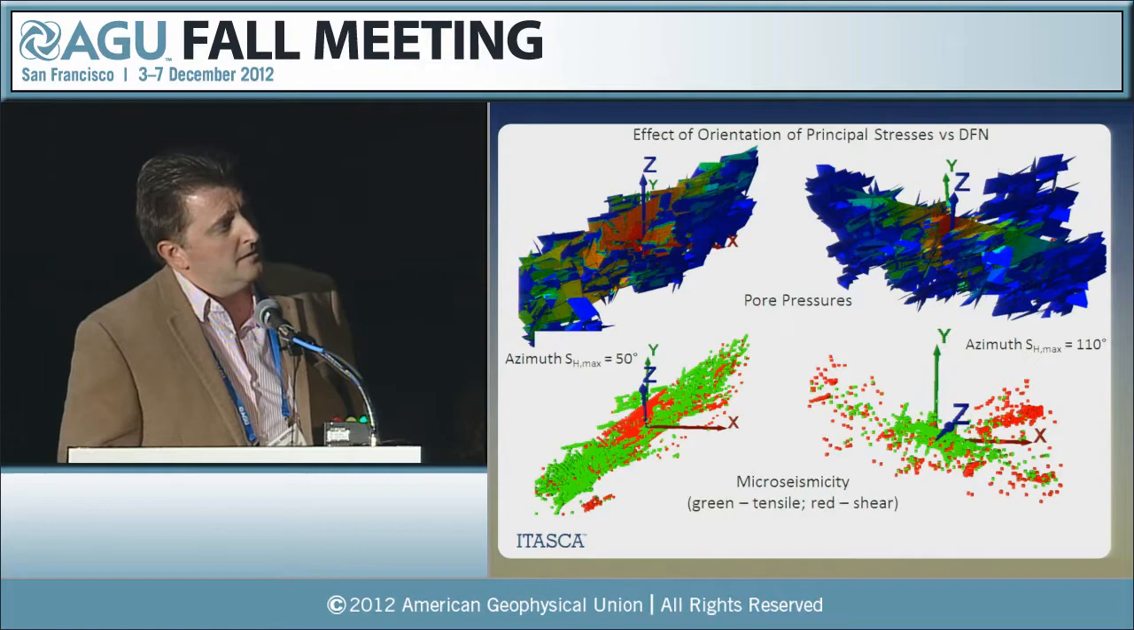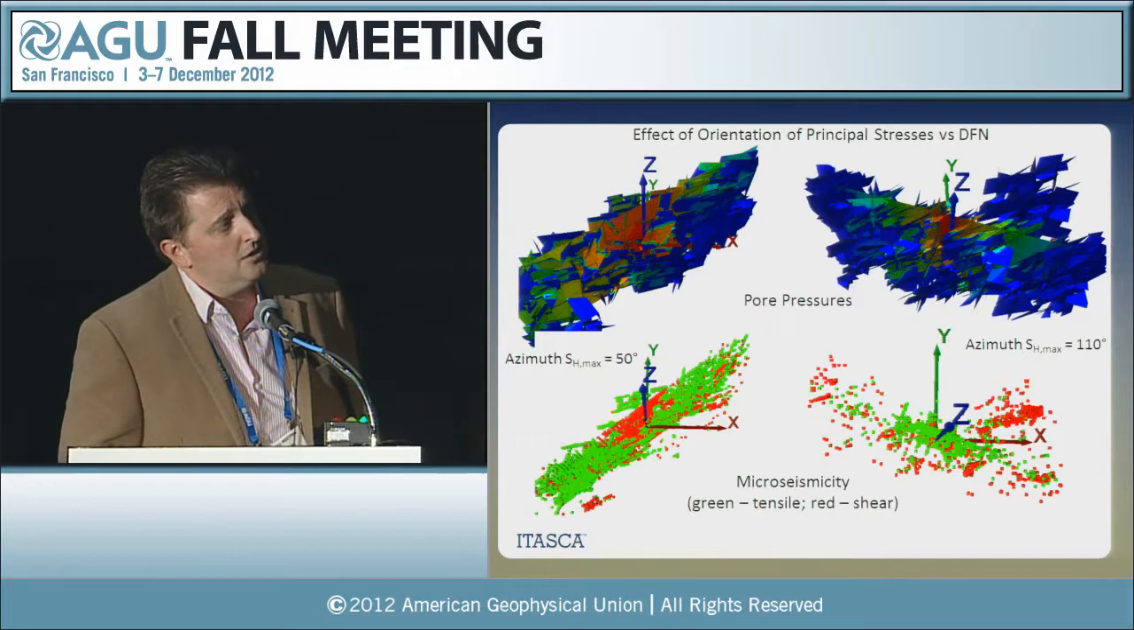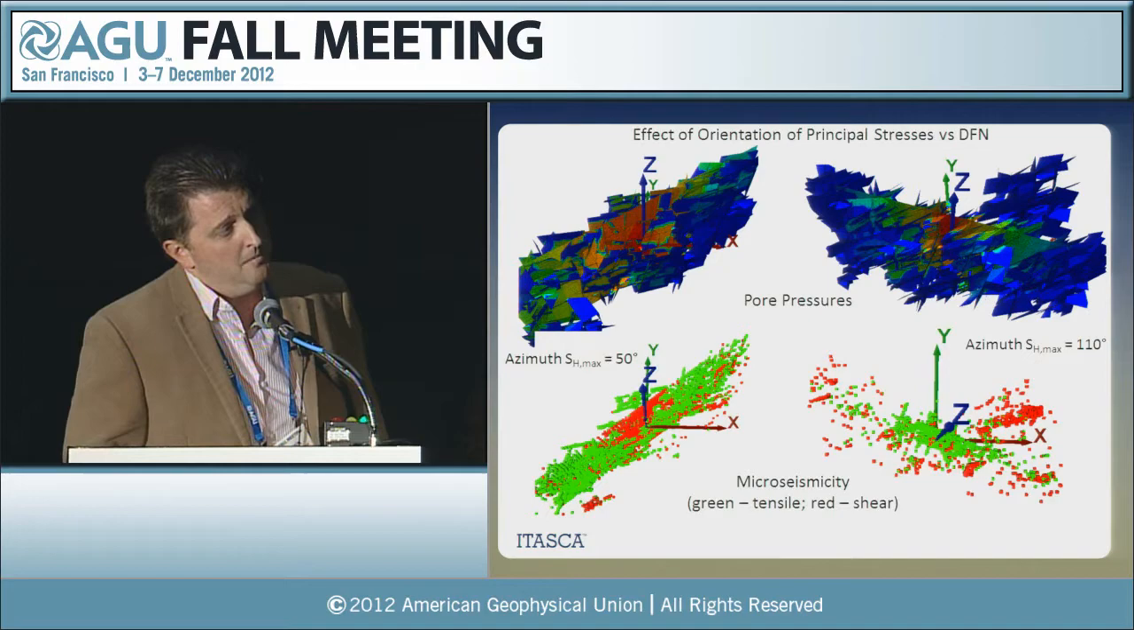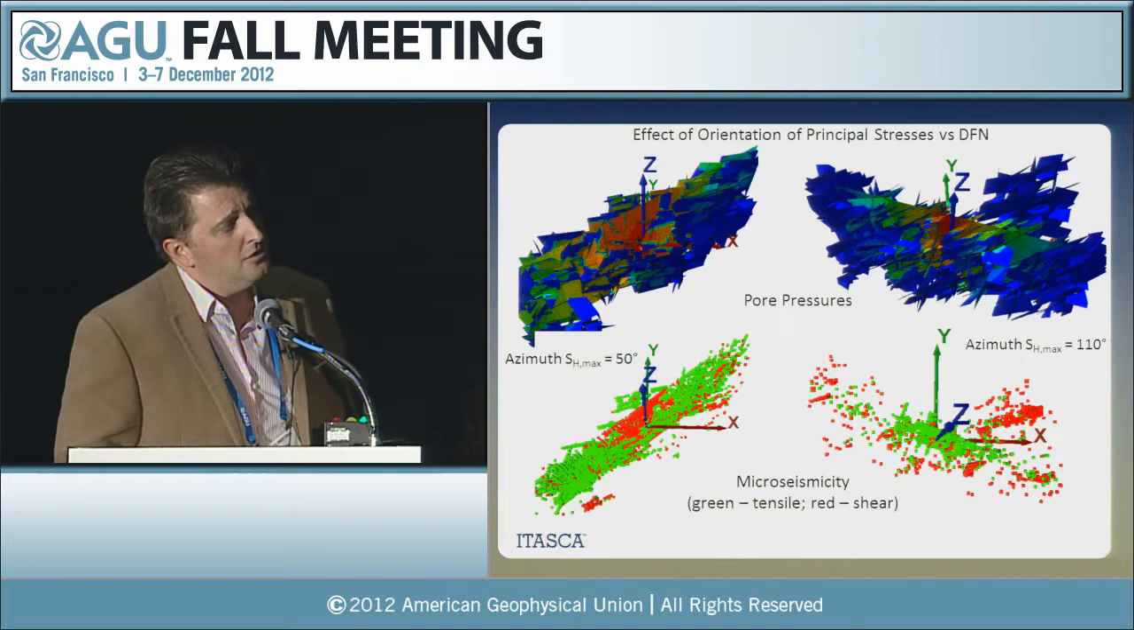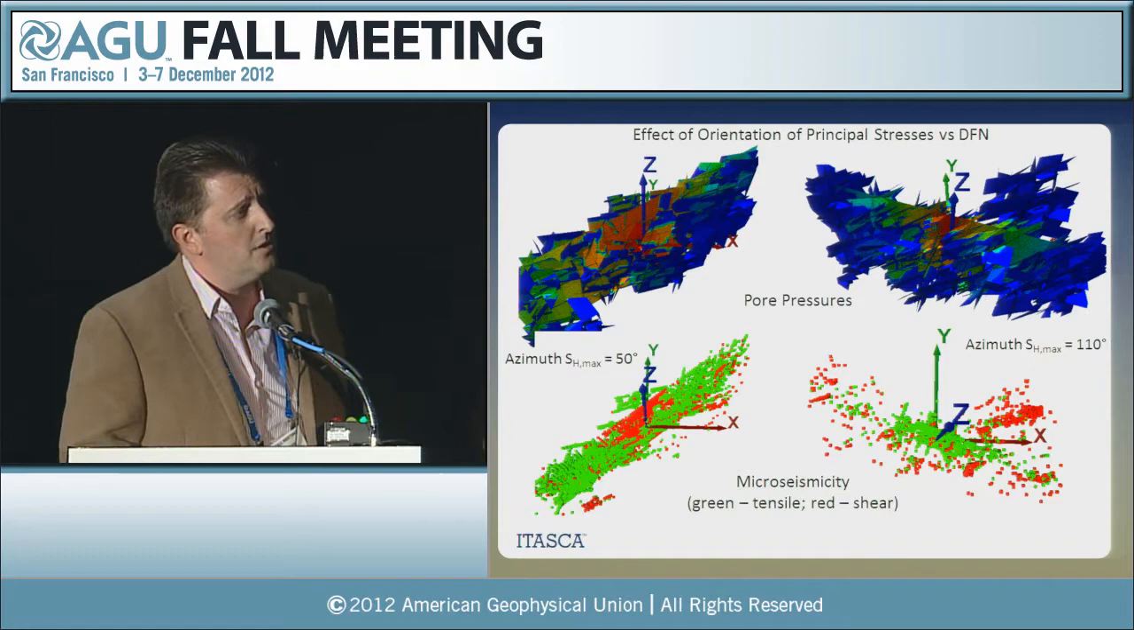And what we do is we get large amounts of both tensile and shear events occurring on these fractures in our model. When you reorientate sigma 1, so it's at a higher angle to these conjugate fracture sets, you still get tensile events occurring orientated parallel to sigma 1, but you also get many, many more off-axis shear events going on. So there's a large difference in behavior here between the two different systems. And this can be related. What we can do is go to the field and get microseismic results and relate this to the numerical models.